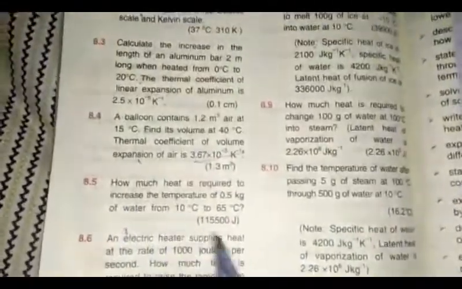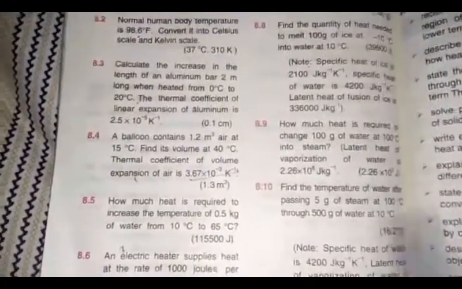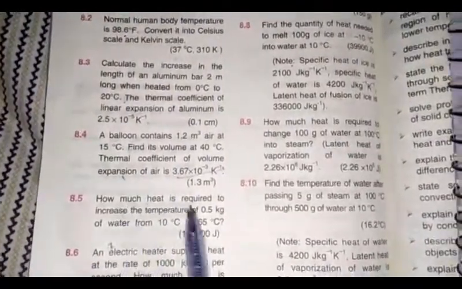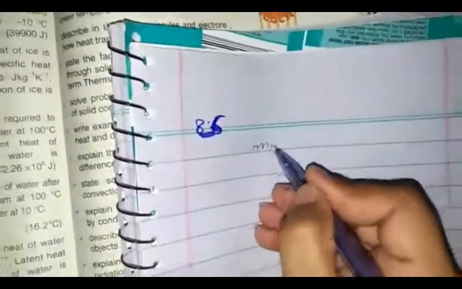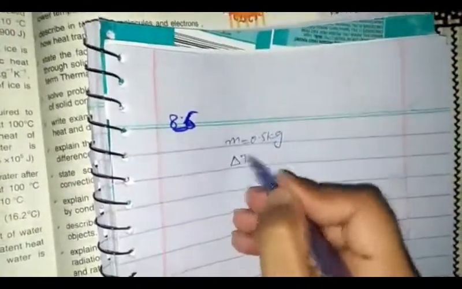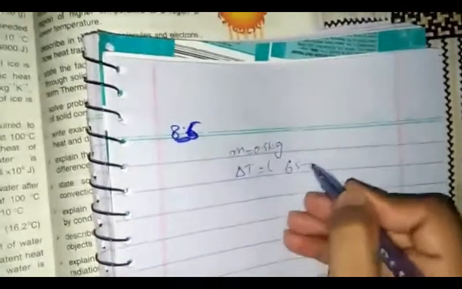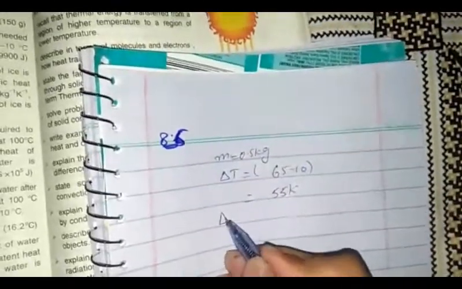Now students, numerical number 8.5. The statement is: how much heat is required to increase the temperature of 0.5 kg of water from 10 degree to 65 degree. Given data is mass 0.5 kg and the change in temperature is 65 minus 10, that becomes 55 Kelvin. You have to find the heat.